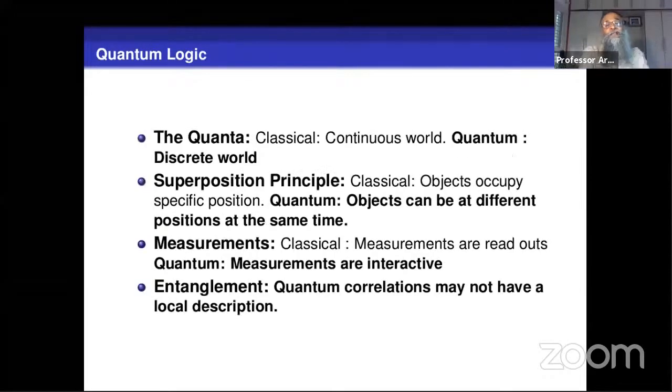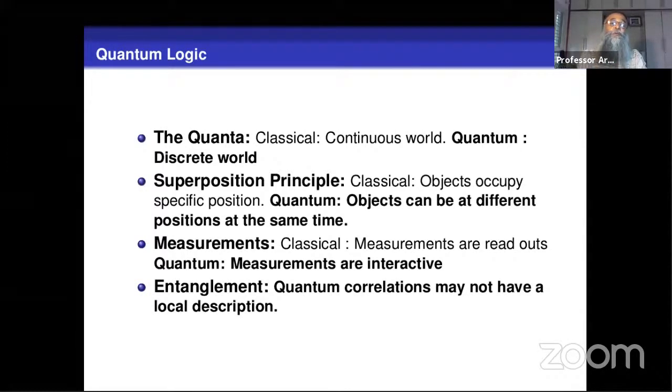Let us look at a few more contrasts between classical and quantum. So classical world is continuous, whereas quantum world is discrete. That's very important. Every photon is a discrete packet of energy. Electron cannot be further divided. Even its charge, mass, all that is fixed. So fundamental motifs of the universe are discrete and not continuous. This is one conclusion which comes from quantum way of looking at the world.